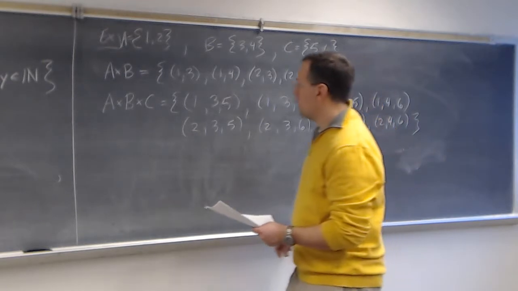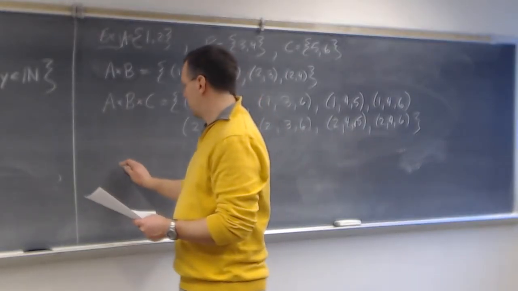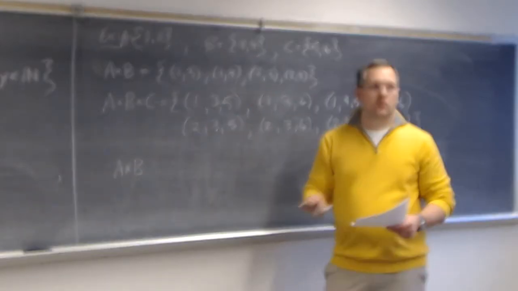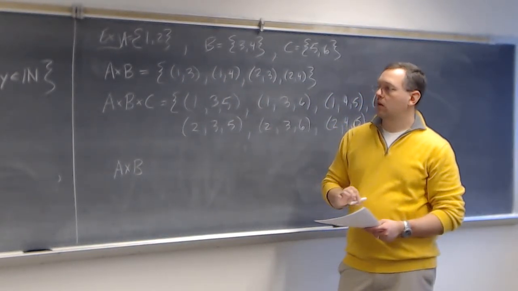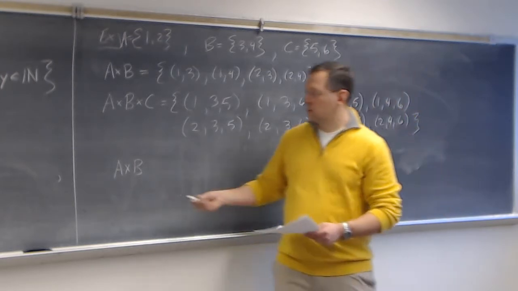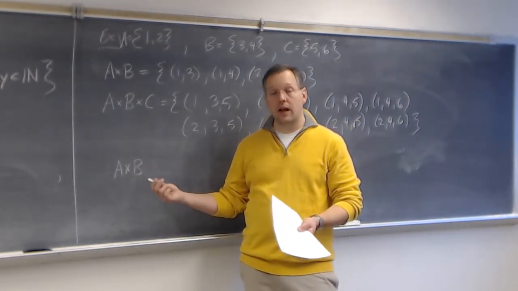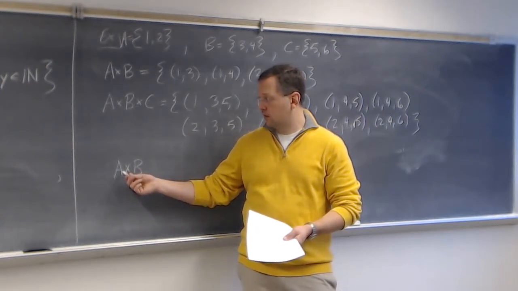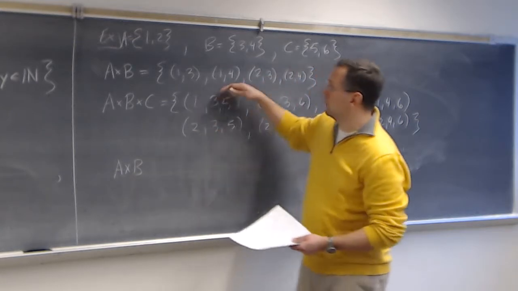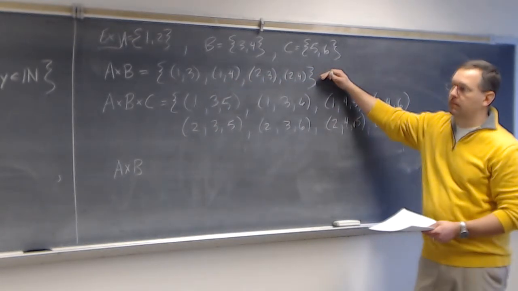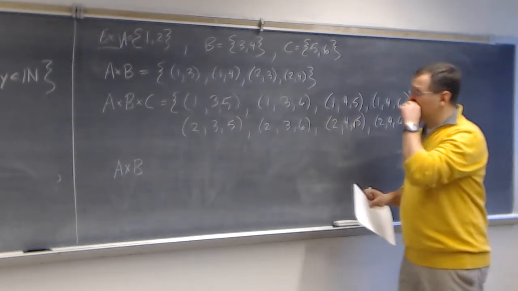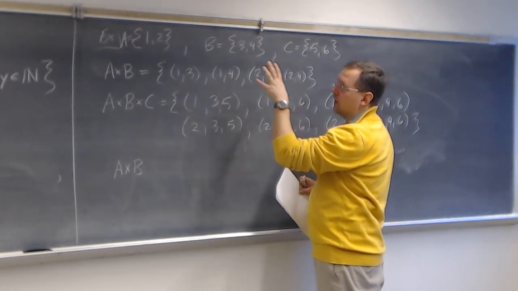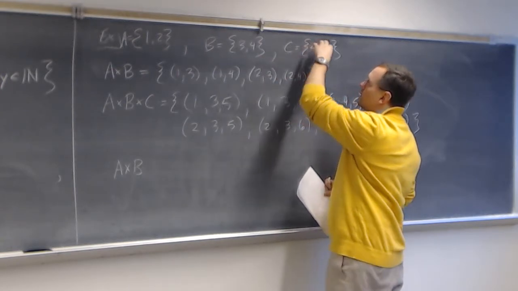Here's a question. The Cartesian product of 2 sets: the elements of this are going to be ordered pairs. The first coordinate comes from A, the second coordinate comes from B. So we know what that set looks like. What if I took this set, A cross B, and took the cross product of this set with the set C?